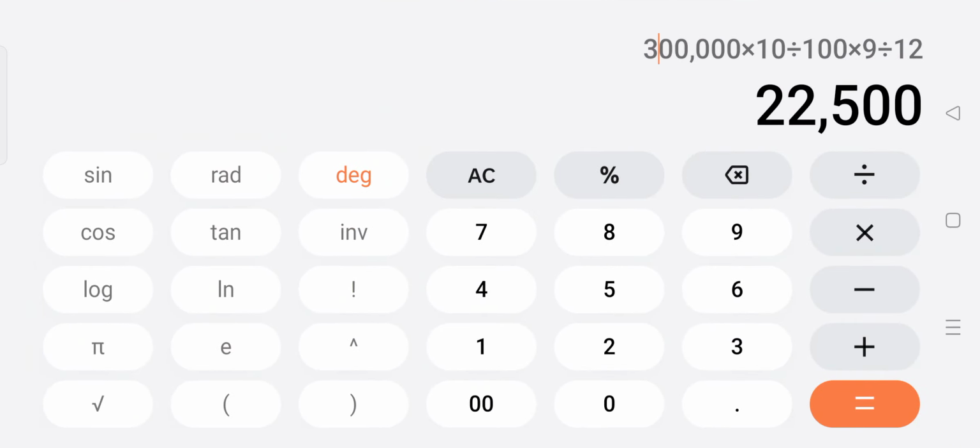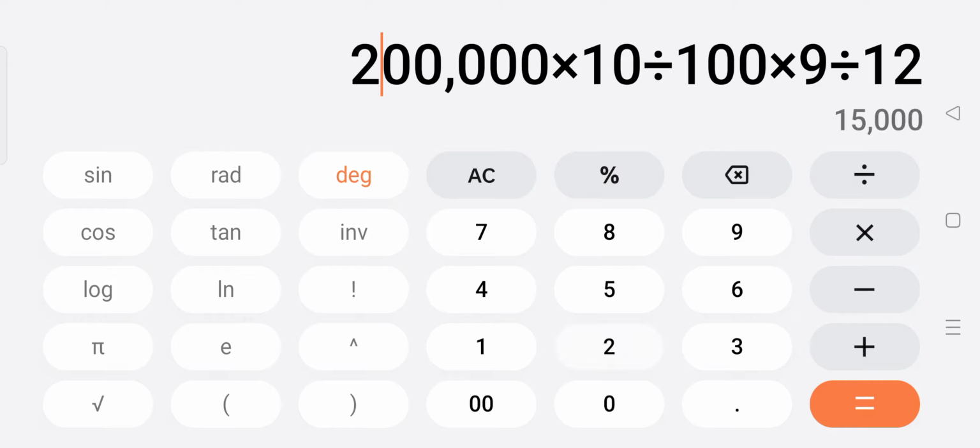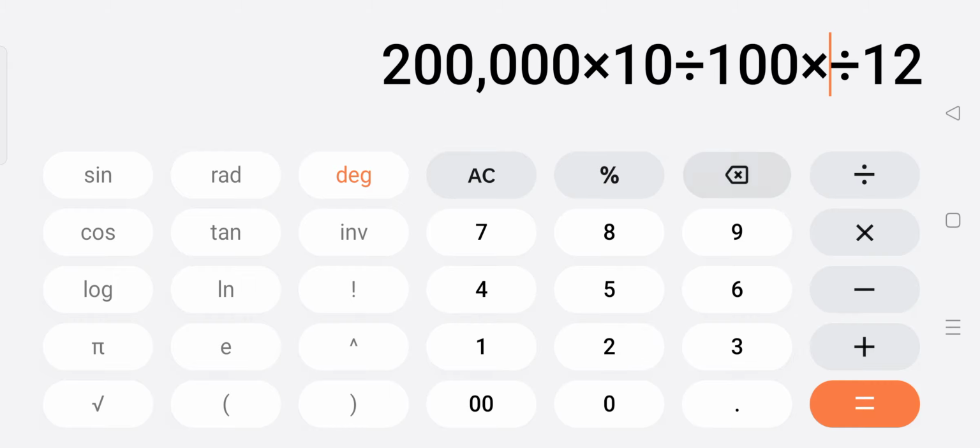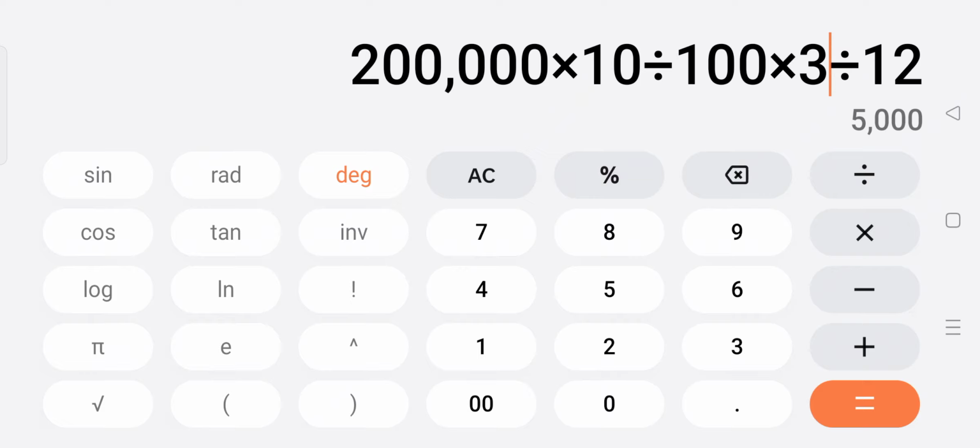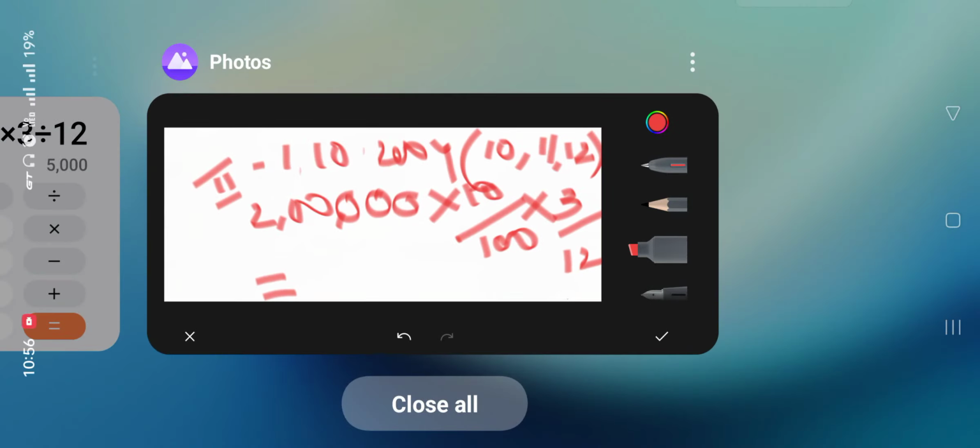Here the cost of the machinery is 2 lakhs into 10 by 100. We are using the machinery for 3 months out of 12 months. So the depreciation for machinery 2 amounts to rupees 5,000 by the end of the year. So we will be charging here the depreciation as 5,000.